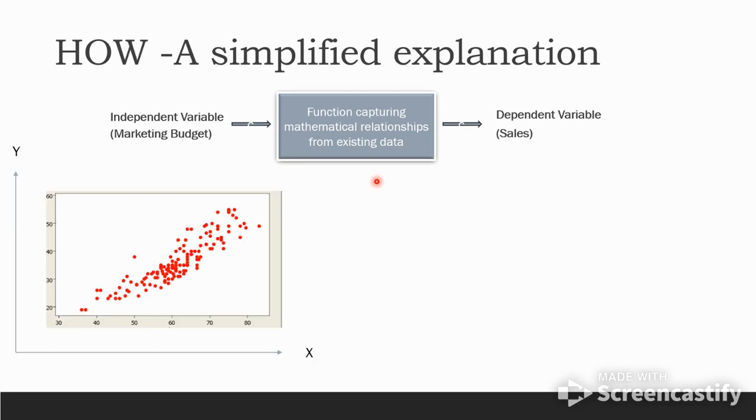So a graphical representation, this is how a linear relationship would look. For example, let the marketing budget, which is an independent variable, be on the x-axis. Increasing value of marketing budget is leading to an increase in sales. This is a very simplified explanation. And after you see this graphically, we try to capture this function, which would give us a model which can predict the dependent variable.